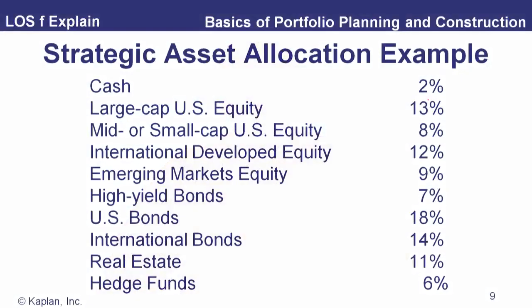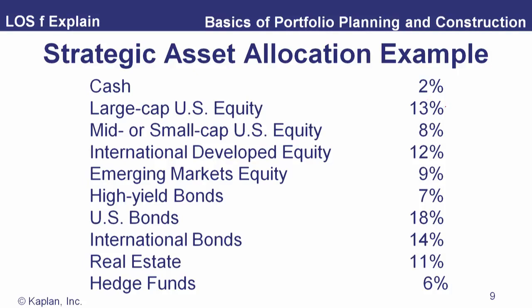And here we've just put an example of a strategic asset allocation. And no particular reason for these numbers here, but just to give you an idea of the types of asset classes that we're talking about. Now, it could be as simple as stocks and bonds, but it could also be more complex like this one.